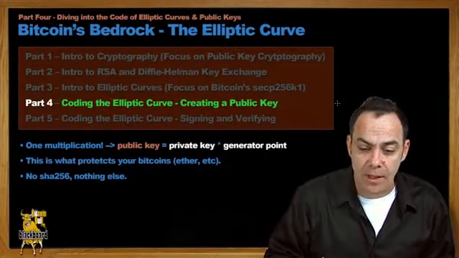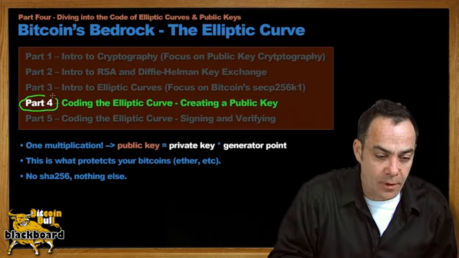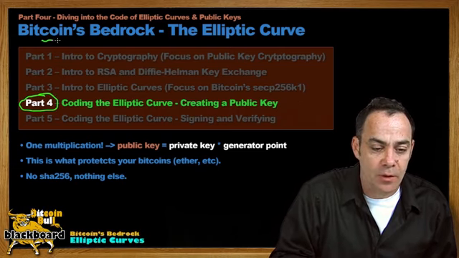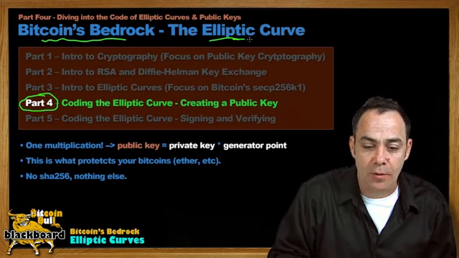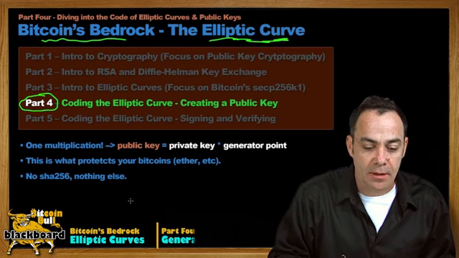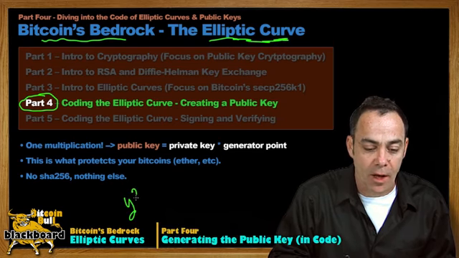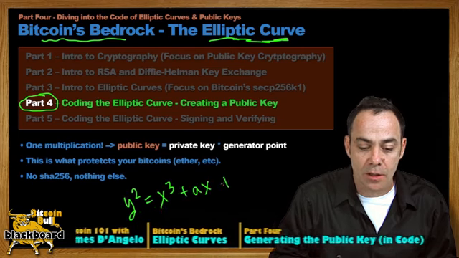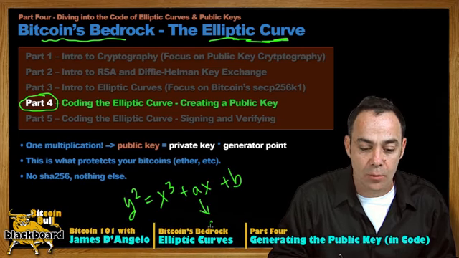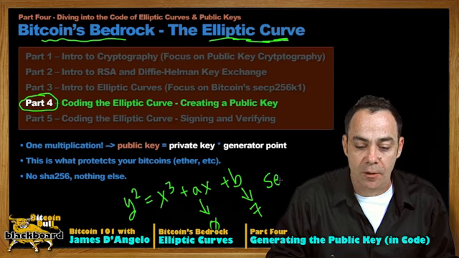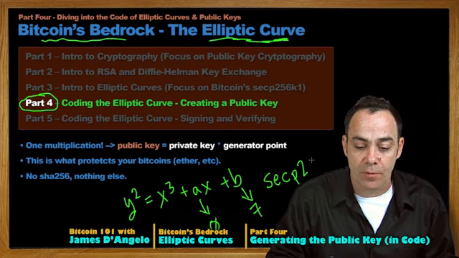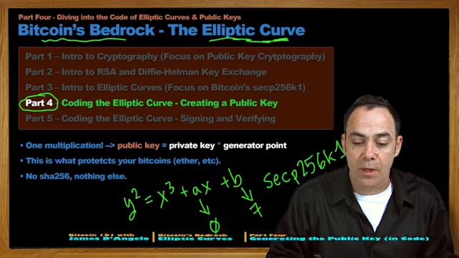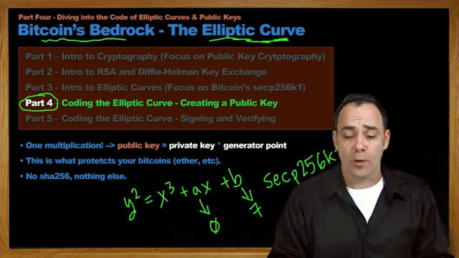Today we are diving into part 4 of this 5-part series on Bitcoin's bedrock, the elliptic curve. In particular, we are diving into this specific curve, y squared equals x cubed plus ax plus b, where a equals 0 and b equals 7. That's the specific curve, the SEC P256K1 that Bitcoin uses and a number of altcoins use.